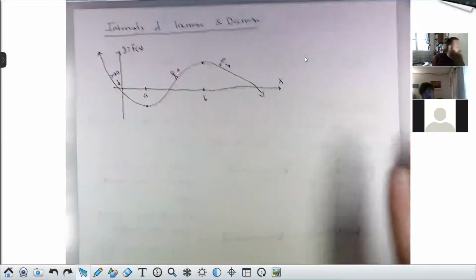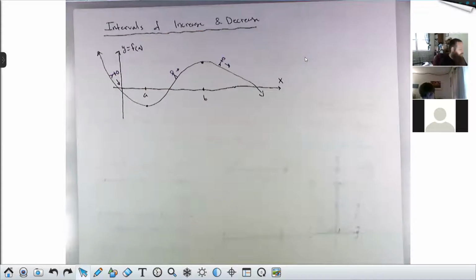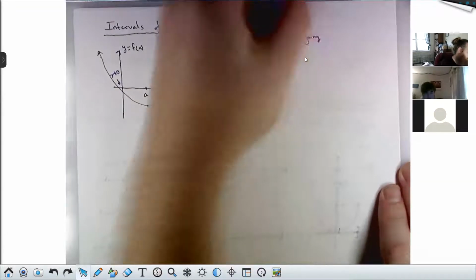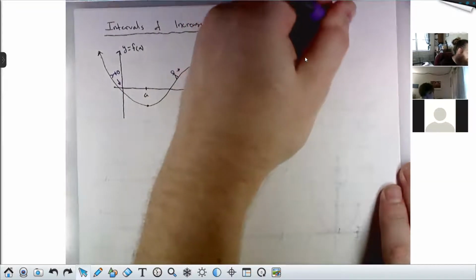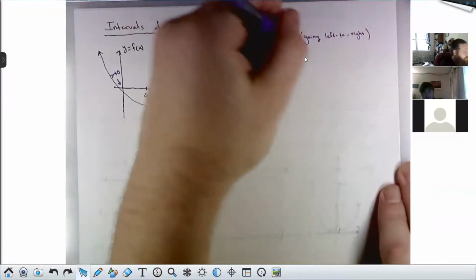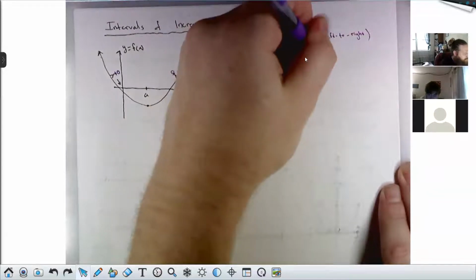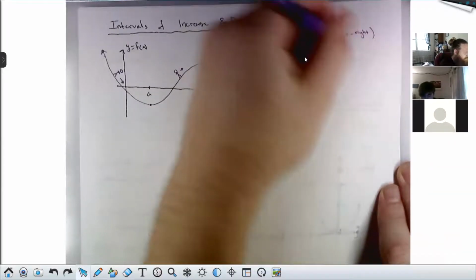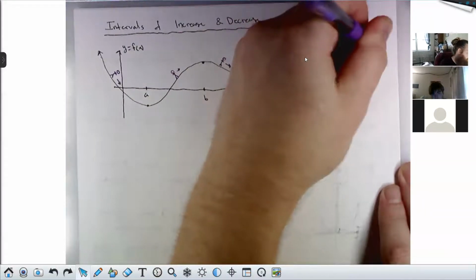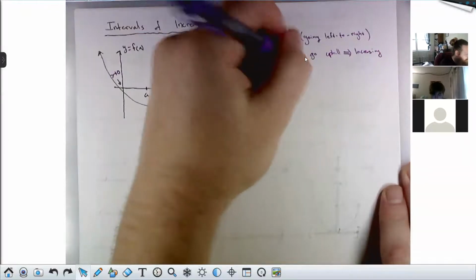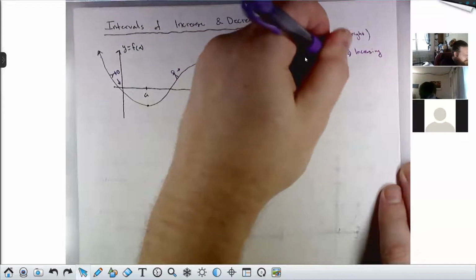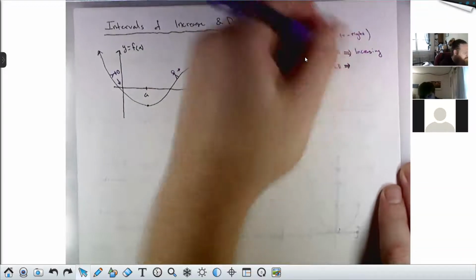I'll call this B. So if, and this is going left to right, we go uphill, that means increasing. And if we go downhill, that means the function is decreasing.